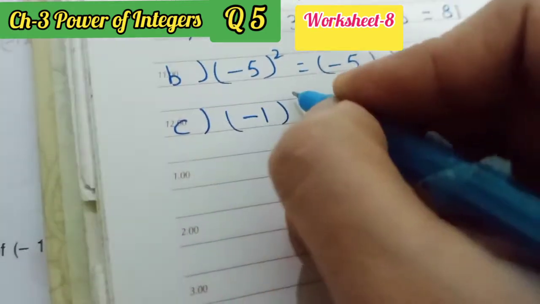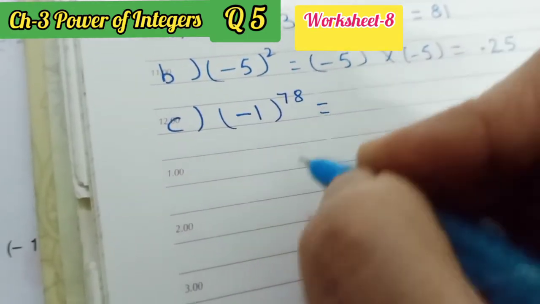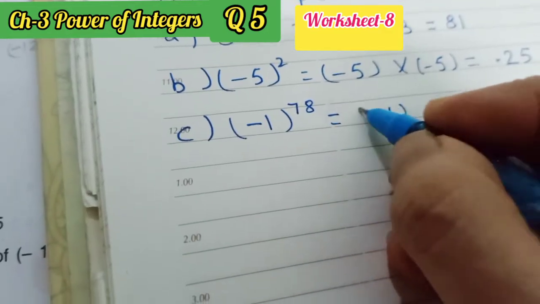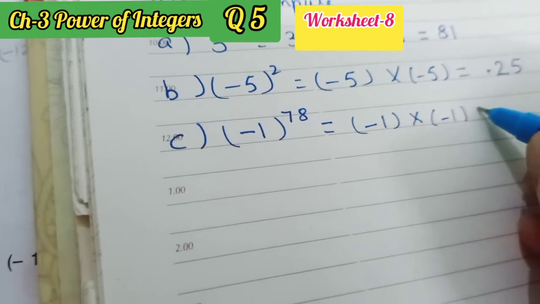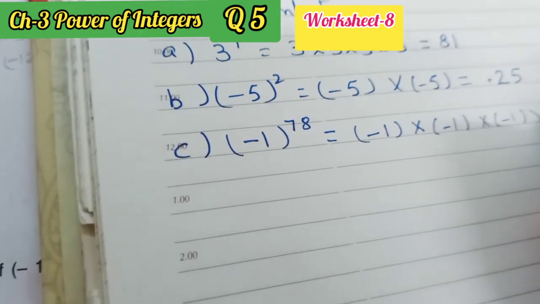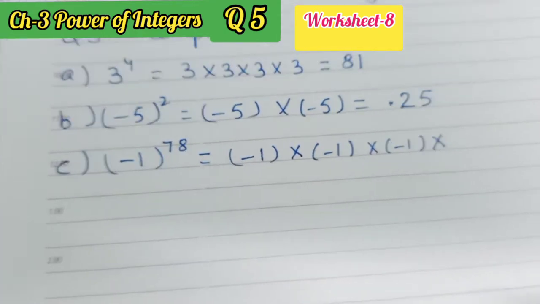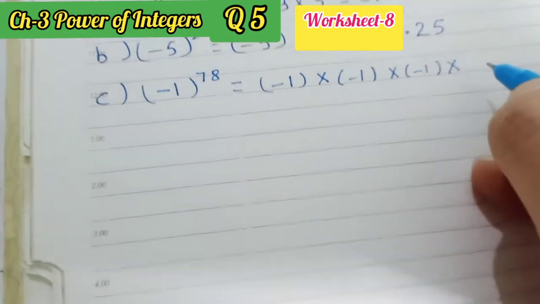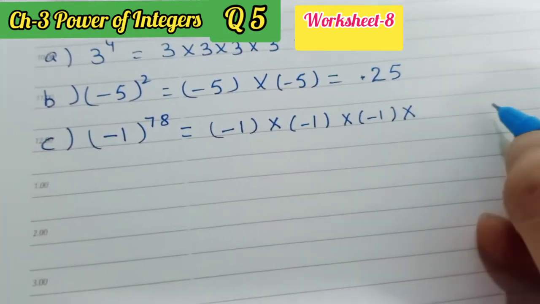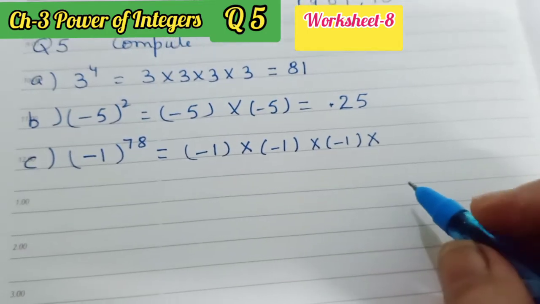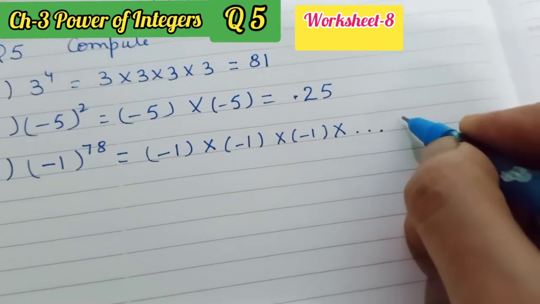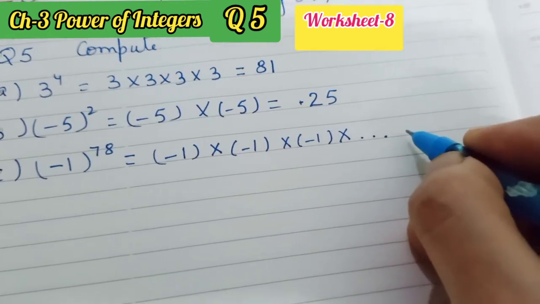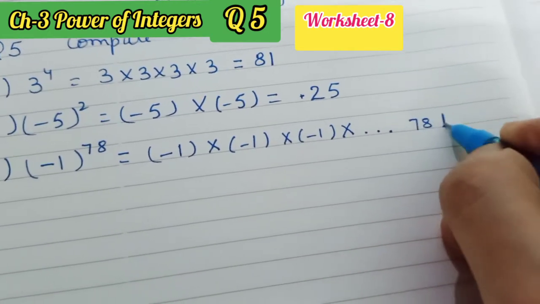Minus 1 raised to power 78. As you know, it will multiply. Minus 1 is multiplied by itself. How many times? 78 times. So instead of writing minus 1 78 times, we will write dash dash dash and 78 times.